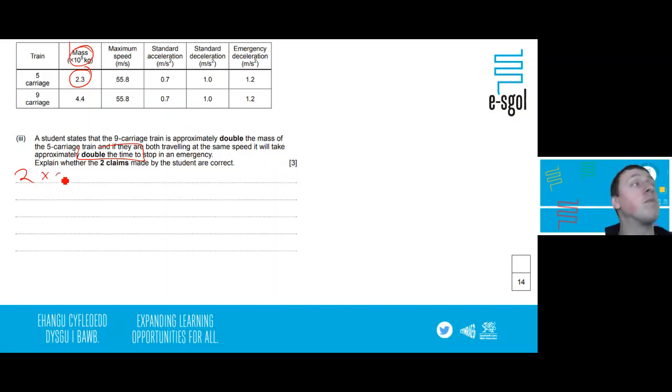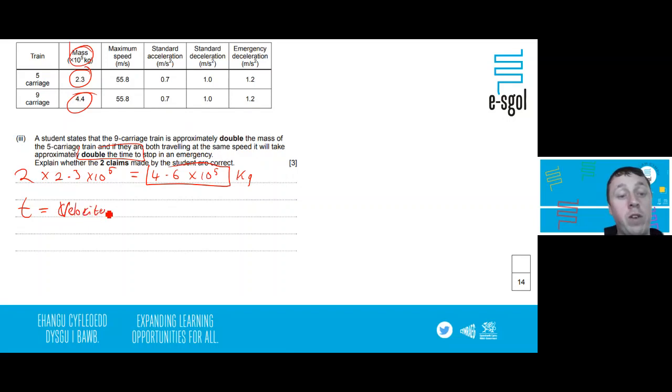So 2 times 2.3 times 10 to the 5 should equal 4.6 times 10 to the 5. And what we see here is 4.6 times 10 to the 5 kilograms is not identically equal to the value of 4.4, but you could comment that they are similar. So the first thing is they are similar. Now we want to think about what factors affect the deceleration. So hopefully you identify that the time we just calculated came from the change in velocity, which we knew was 55.8, divided by the acceleration. So in that case, it was accelerating from start to the max speed.